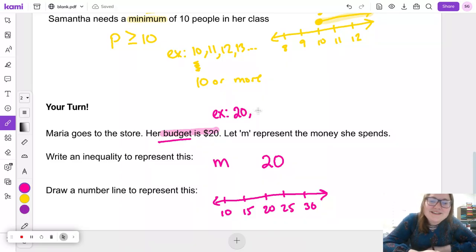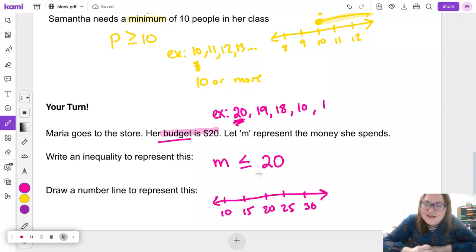So you could spend $20, $19, $18, $10, $1. It's going to be all those numbers less than 20. But also, we're including 20 as a possibility. So to show that, I'm going to use the less than or equal to sign. If our budget is $20, you can spend less than $20, or you can spend equal to $20. You could spend all your money.